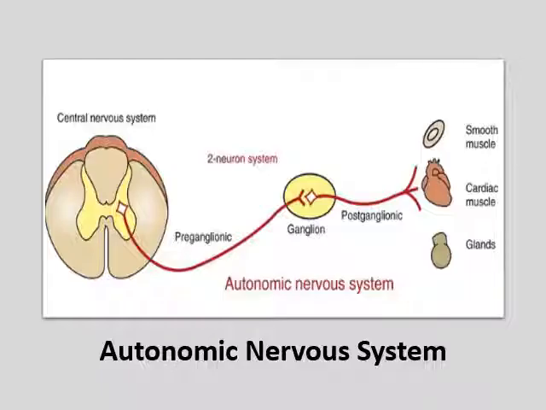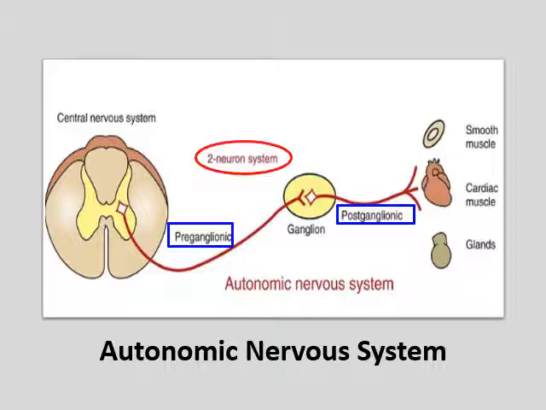So remember that the autonomic nervous system is organized on the basis of the reflex arc. It controls the involuntary smooth muscles, the heart, and the glands. Each autonomic involuntary pathway is formed of two fibers, preganglionic fibers and postganglionic fibers. So it's a two-neuron system.